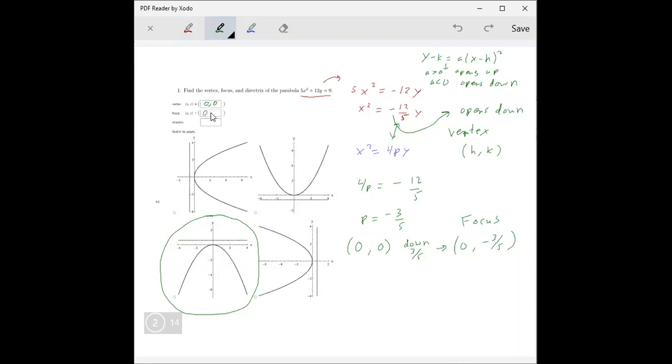Okay, so the focus is 0, negative 3/5. And then you're going to go the opposite direction for the directrix. In this case, it'll be y equals positive 3/5. So let's consider this right here. I said the focus is right there at negative 3/5, and the directrix is y equals 3/5, which is this right here.